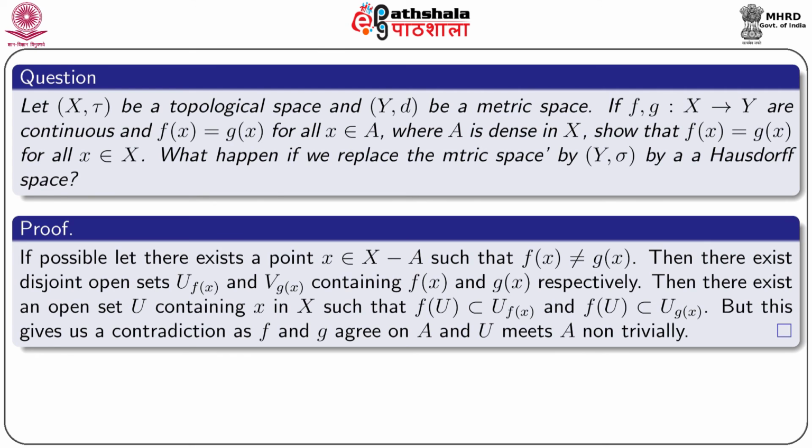Since A is dense in X, for any point x outside A, there exists a sequence in A which converges to x. Now, the images of this sequence under f and g are the same as f and g agree on A, therefore, the result holds. So, after introduction of continuous function, we have discussed continuity and continuous functions. With this, we end this module.